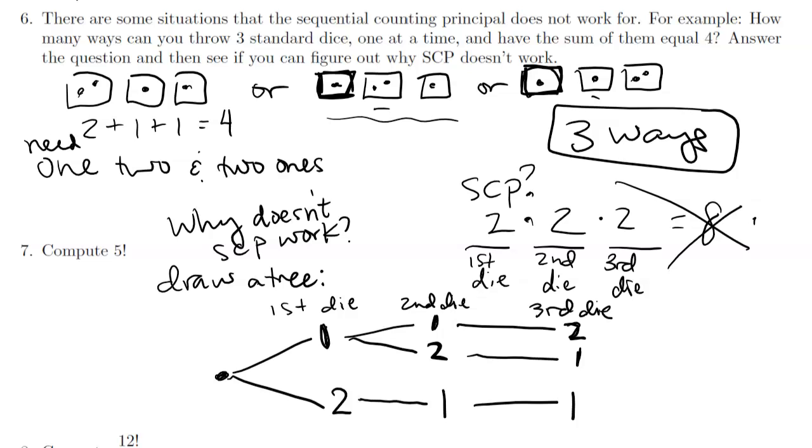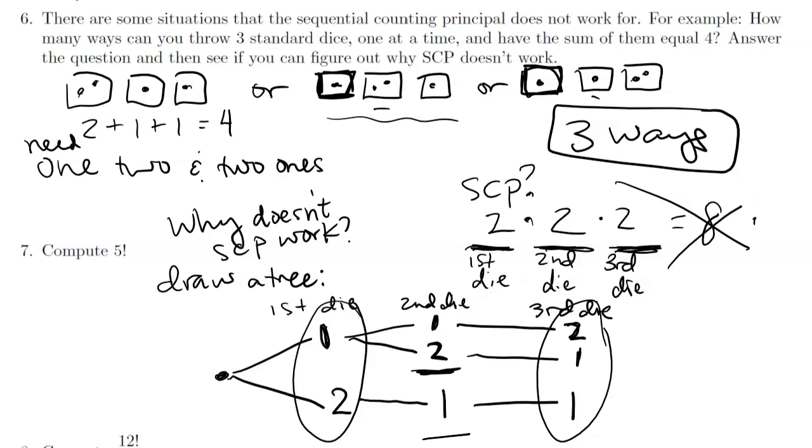And this is really where sequential counting breaks down, because remember, part of what we said is that the numbers in the blanks needed to be something fixed. It needed to be a number where, no matter what happened in the other events, you knew the total number of options for that event. Now, the first die does have 2 options, right? That's true no matter what. And the last die actually always has 1 option, but the middle die sometimes has 2 options and sometimes has 1 option.